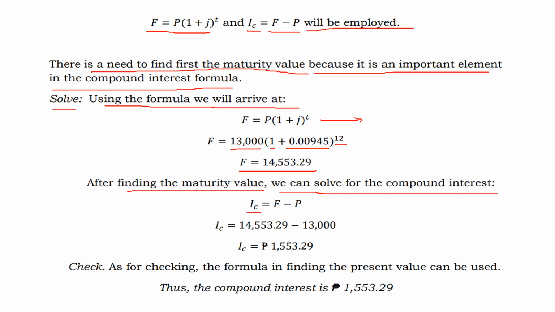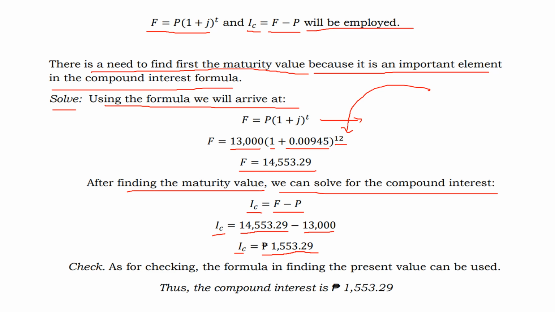So after finding the maturity value, we can solve for the compound interest. Your IC is equal to F minus P. So your IC is equal to 14,553.29 minus 13,000, and your compound interest now is 1,553.29 pesos.